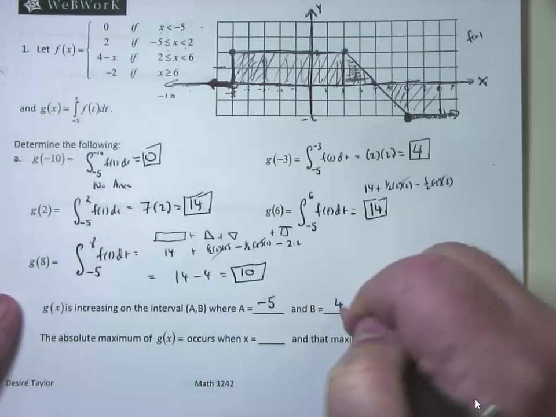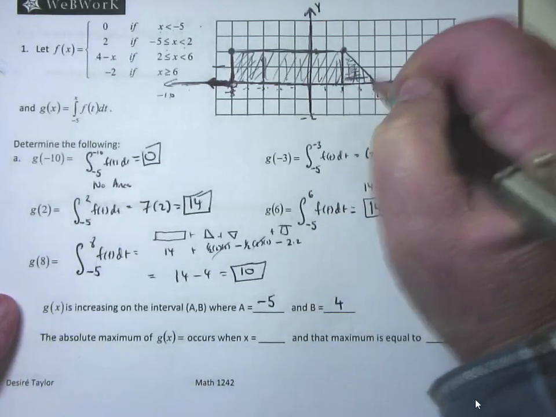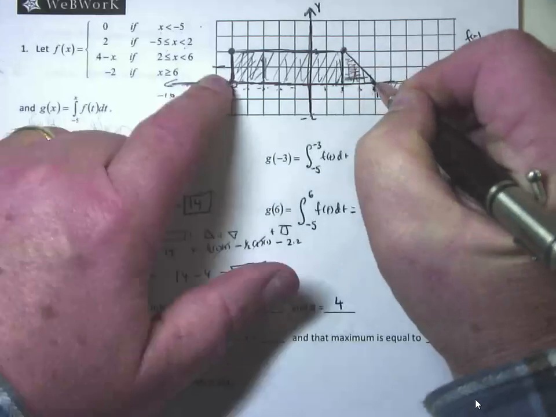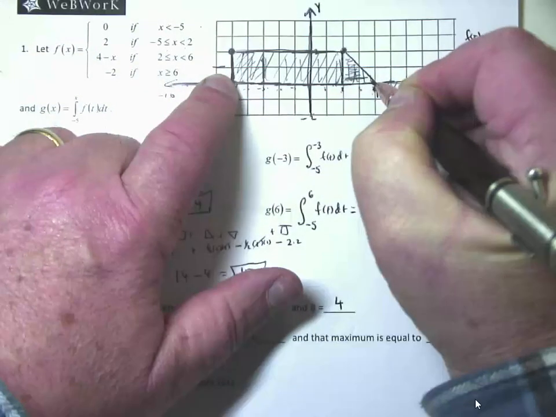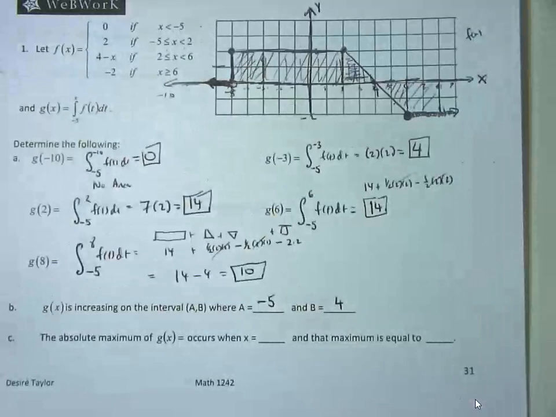At 4. This point right here. This is where the maximum amount of positive area is going to be, because once you pass 4, that's when your negative area shows up and it starts taking away.